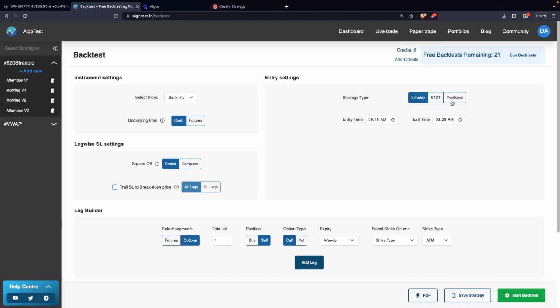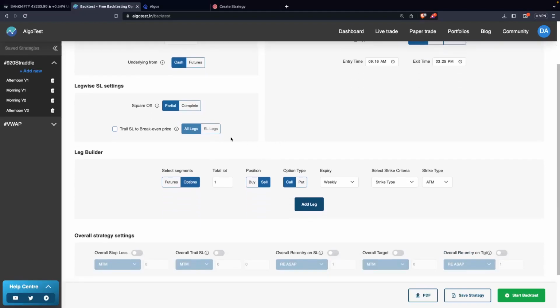Else, if you want to extend the timing, then you can definitely use these settings and make the order positional. Then it will be possible for you to take the trade till 3:30. Okay, so we always choose intraday.